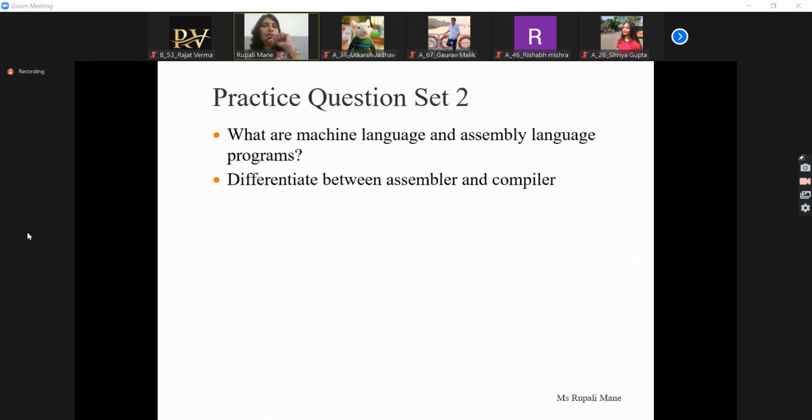Okay, so this is the practice question. What are the machine language and assembly language programs? Differentiate between assembler and compiler. Okay, so this completes your chapter number 1.